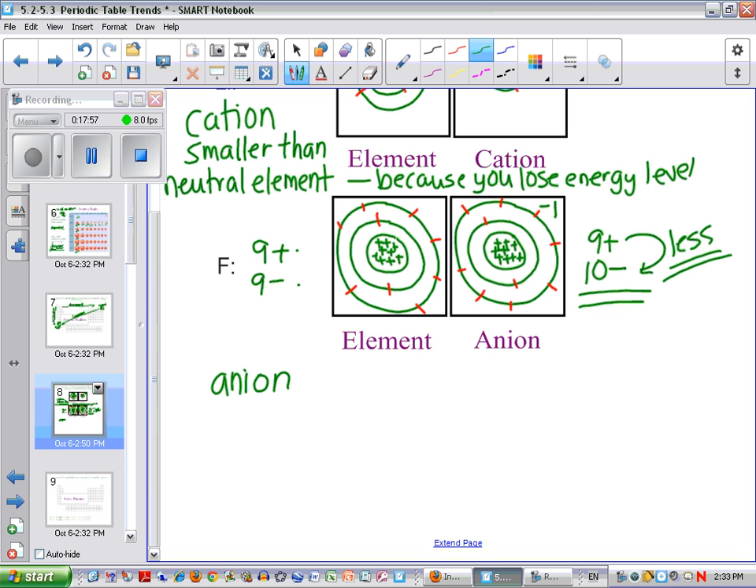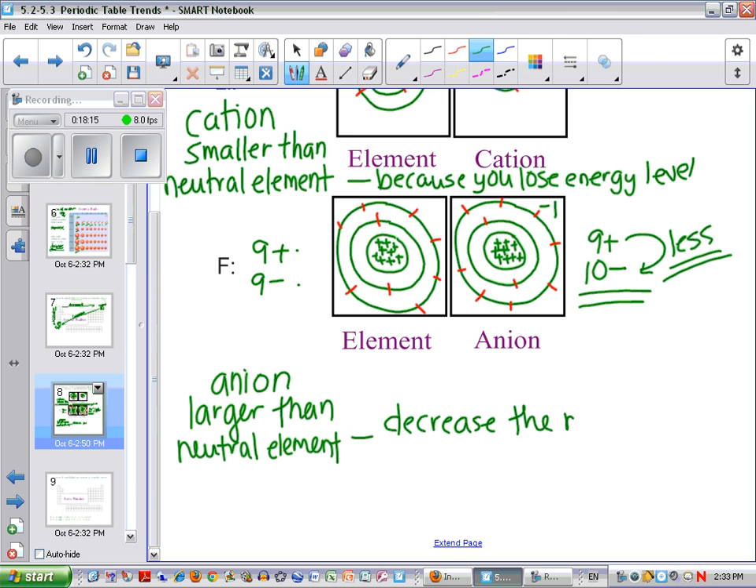So an anion is always larger, make sure you're circling that in your notes, than its neutral element or atom. Remember, an atom is just a piece of an element. This is because you decrease the nuclear charge.